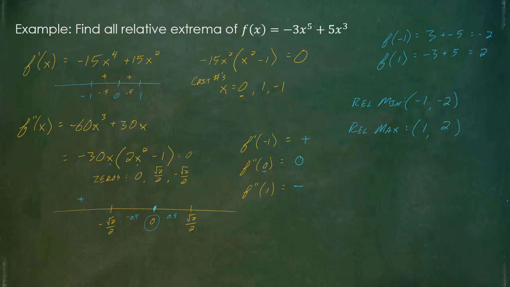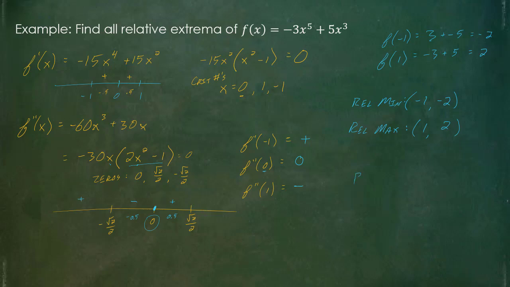Negative 0.5 squared would come back 1/4. 2 times 1/4 would be 1/2, take away 1, so both times the parenthesis right here would be negative. But the first time, the negative 30 times negative 0.5 would come back positive, so I'd have a positive times a negative, which would be negative. And with positive 1/2, I'd have a negative times a negative, which would actually come back positive.